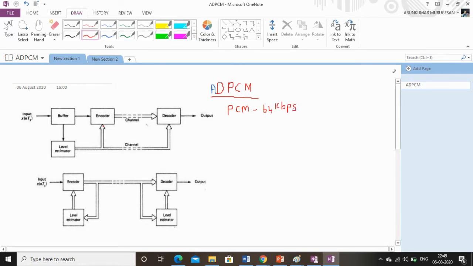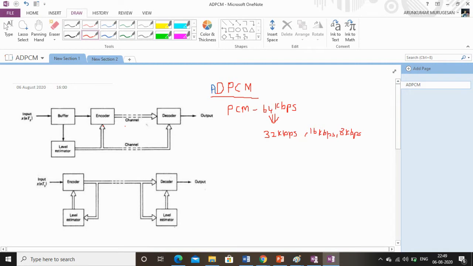for transferring the speech signal or voice signal. But here, this 64 kilobits signal is reduced by reducing the redundant information. This 64 kilobits per second is reduced to 32 kilobits per second, or 16 kilobits per second, or 8 kilobits per second. Normally, pulse code modulation requires 64 kilobits per second.